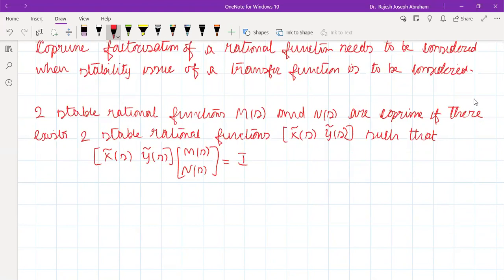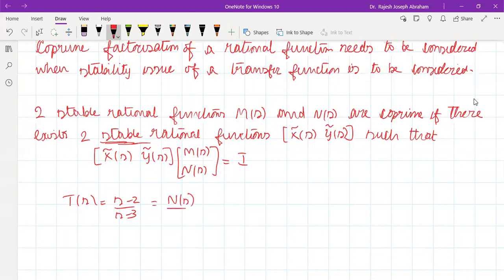For example, consider you have a transfer function t of s equals s minus 2 divided by s minus 3. How can we find a co-prime factorization of this as a stable rational function? Tell me, is the transfer function stable right now? No, because it has a pole in the right half of the S-plane. So how can we find two stable rational functions so that they are co-prime?